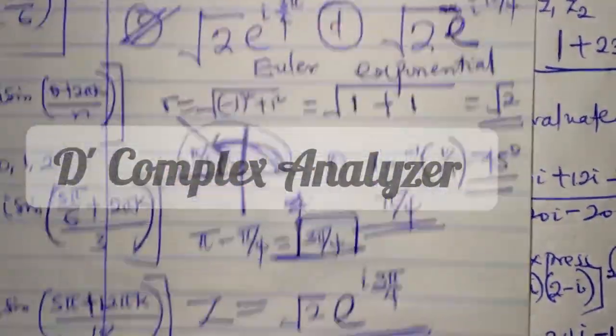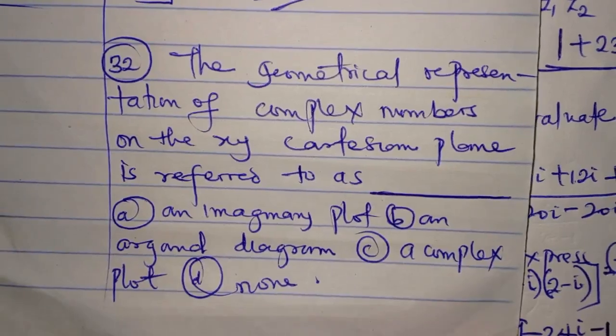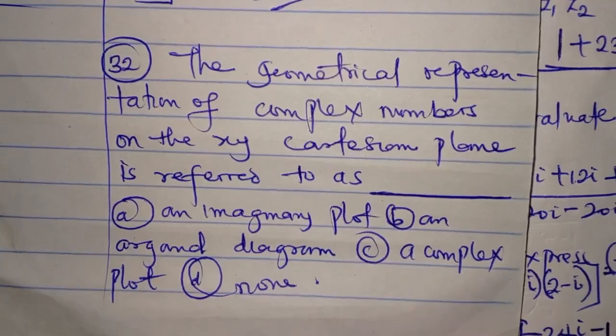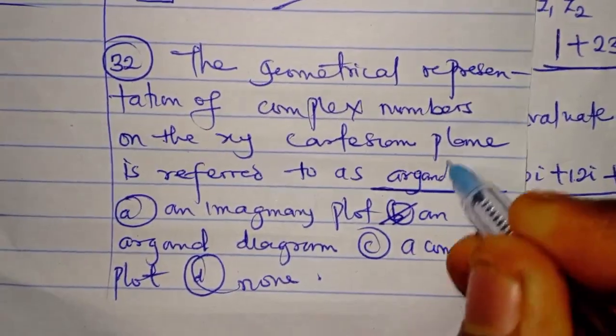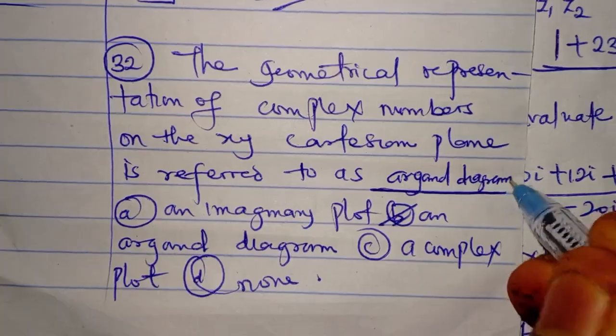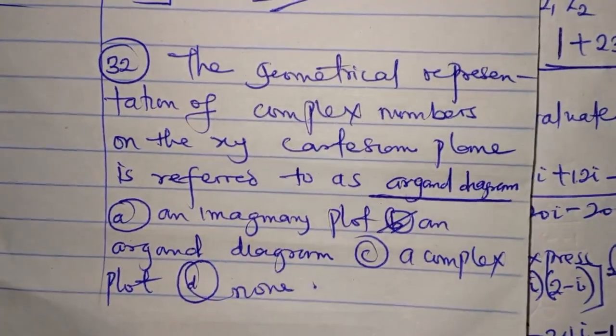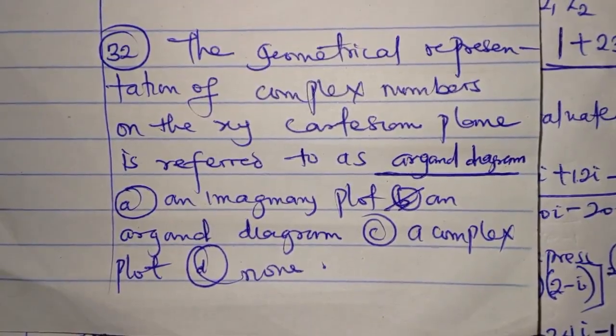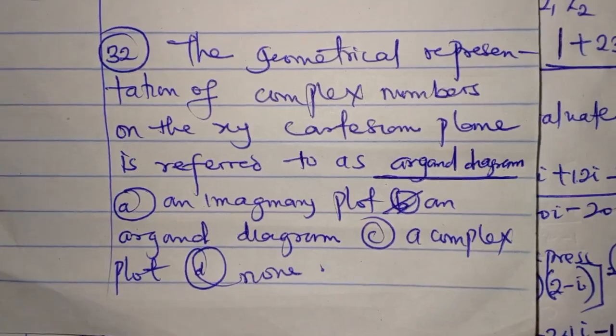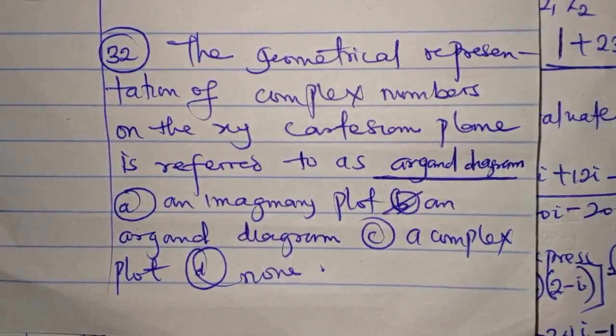The geometrical representation of complex numbers on the xy Cartesian plane is referred to as, let's say, simply Argand diagram. That's option B. It's an Argand diagram. You know, the normal xy plane, that's the x and y axis, the Cartesian rectangular system. But when we're talking about complex numbers, we call it the complex plane or the Argand diagram.